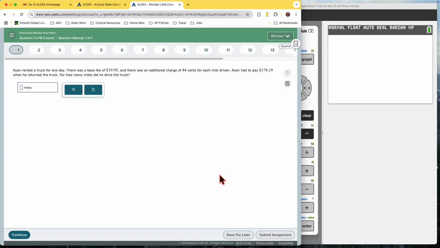At question 1 of 18 from the final exam review part 1. So in question 1, we're asked to focus on this word problem.